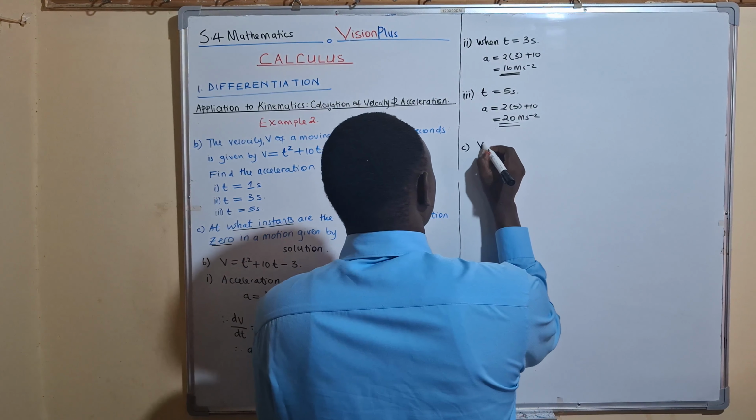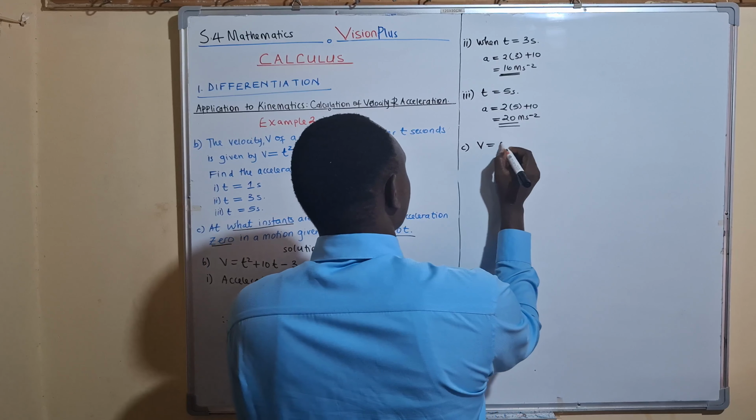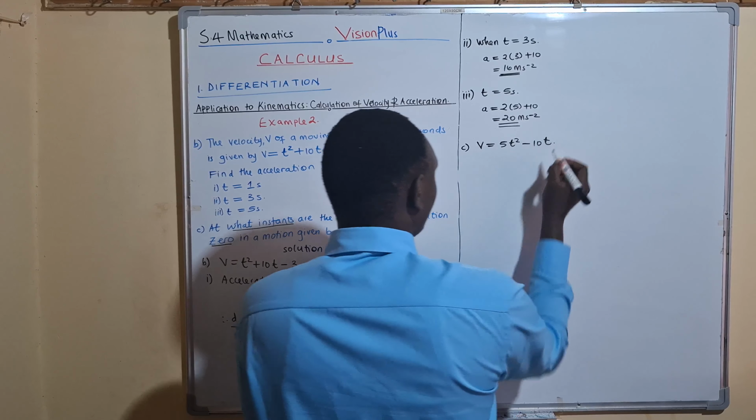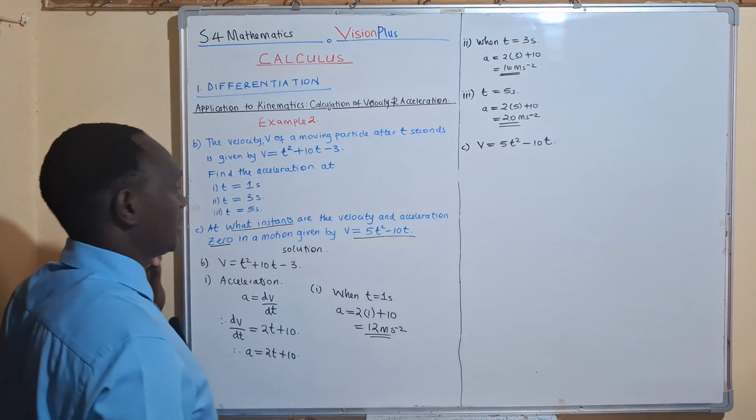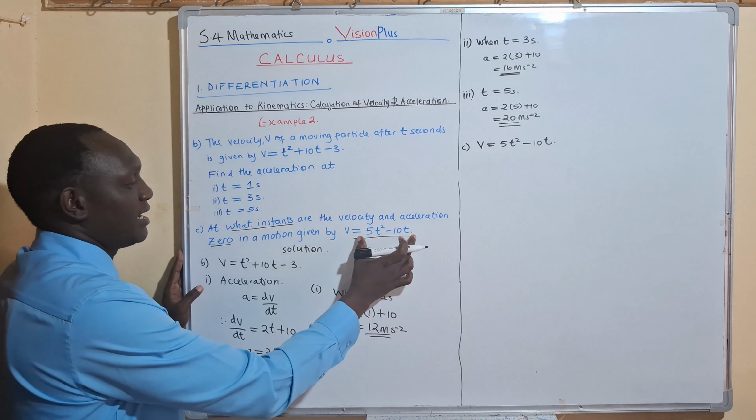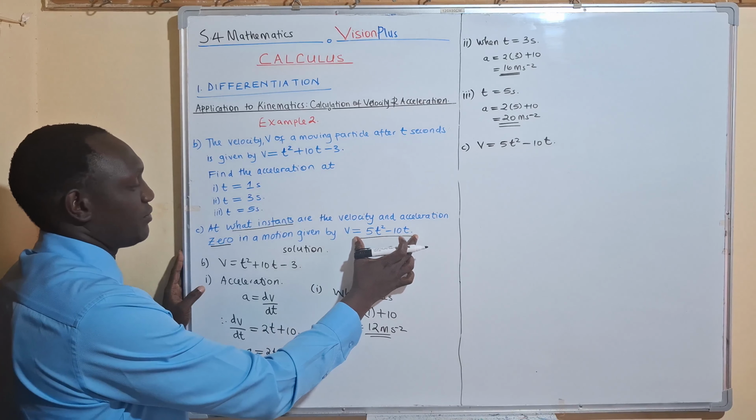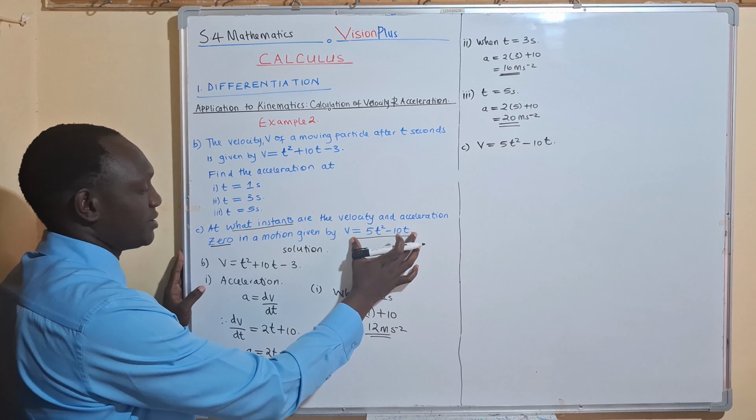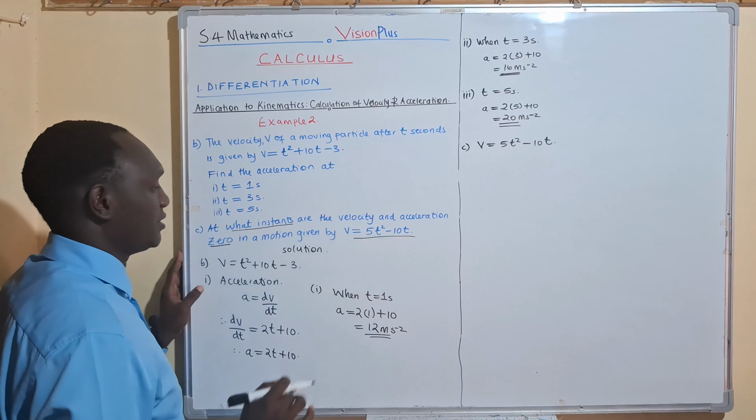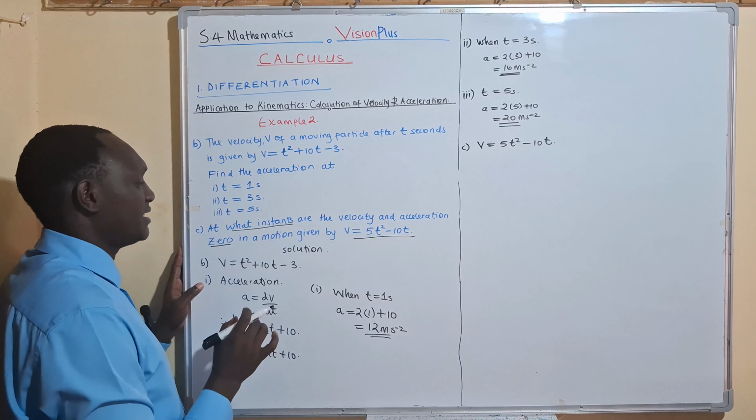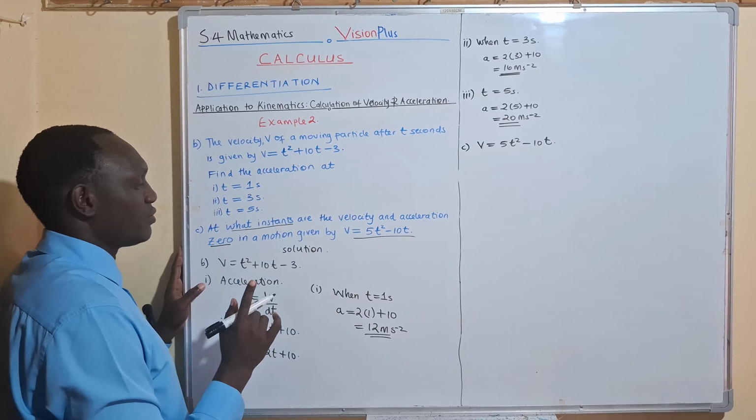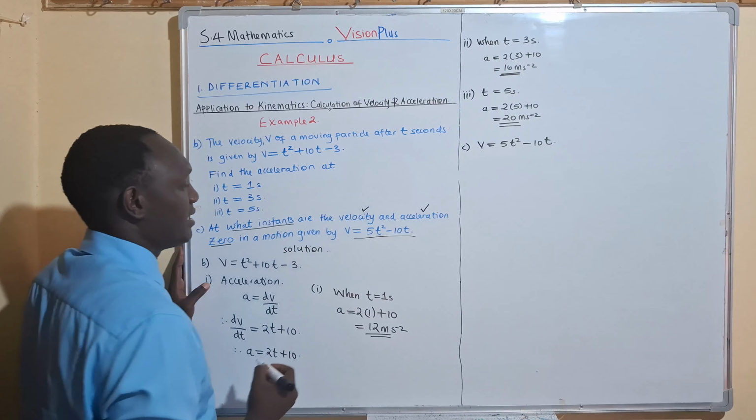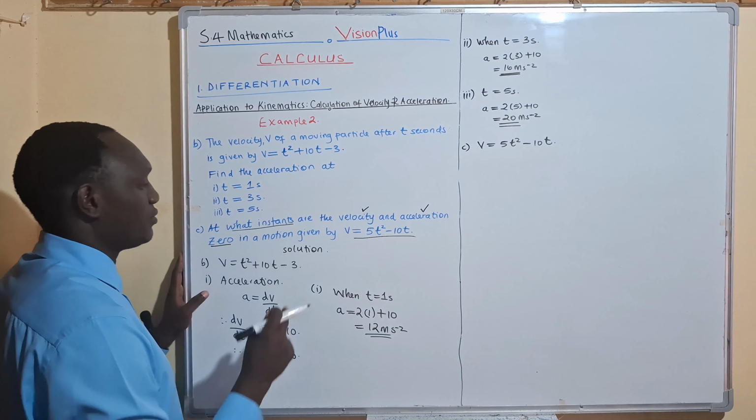So we are given the velocity v as 5t squared minus 10t. Okay, they have given us the expression of the velocity at any time t. But now the question says, let's go one at a time, because here we have velocity and acceleration. Let's go one at a time.